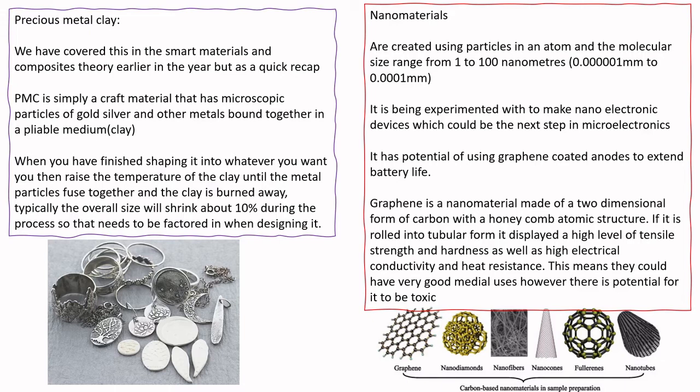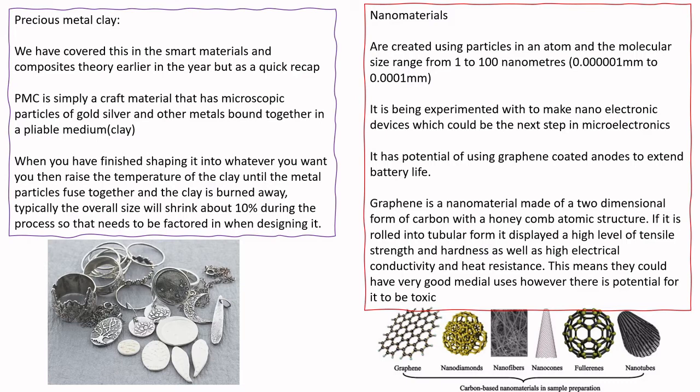Then you've got nanomaterials. So this again is a very, very modern thing as well. This is where you got particles of an atom that can range from 1 to 100 nanometers, which is essentially, and I have no idea how many decimal places that is, but that is how small it is in millimeters. Okay, so tiny, tiny, tiny. So it is being experimented with to make nanoelectronic devices, which they're saying could be the next development. Like obviously, silicon chips was the massive development, and what they're hoping is that nanomaterials can be that next massive development. It's not quite there yet, but that's what they're hoping the next step will be.